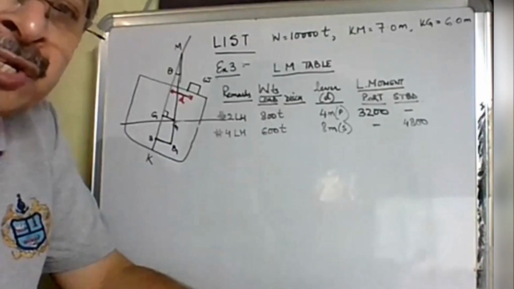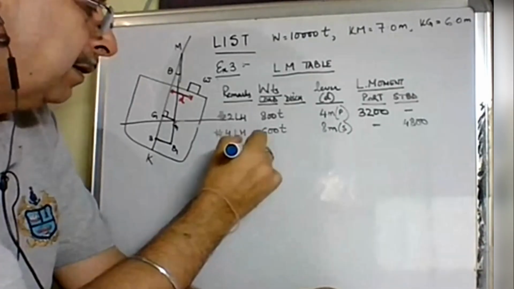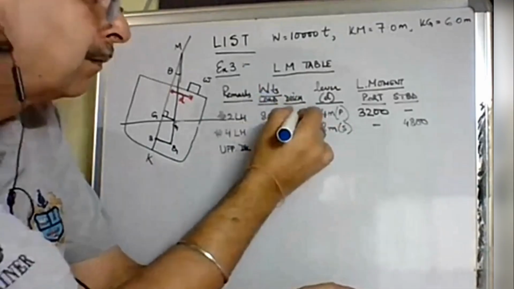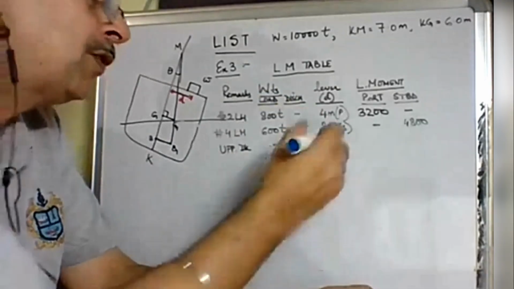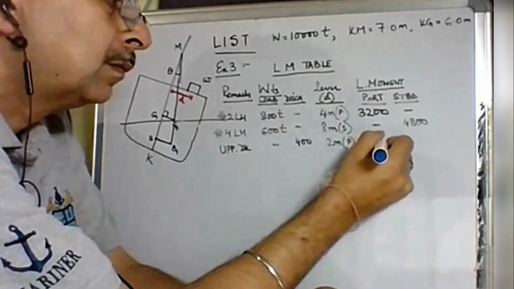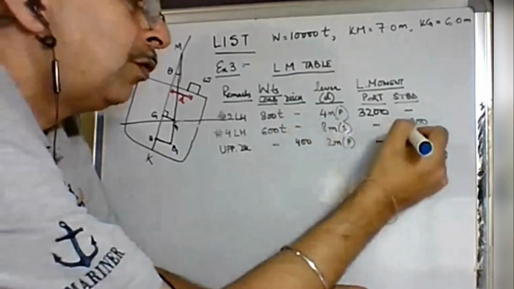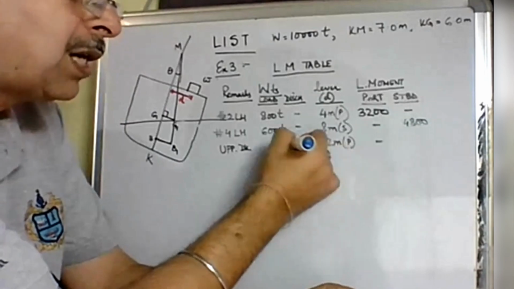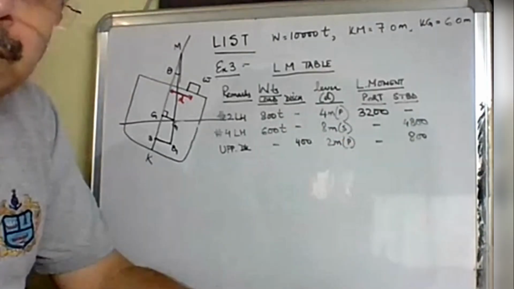Next, discharge is 400 tons from upper deck. Discharge 400 tons, so it comes in the discharge column. She discharges 2 meters to port of center line. 2 meters to port. So which listing moment will this give me? Starboard. I'm discharging from port, so this will give me starboard. Did you understand what we have done so far?